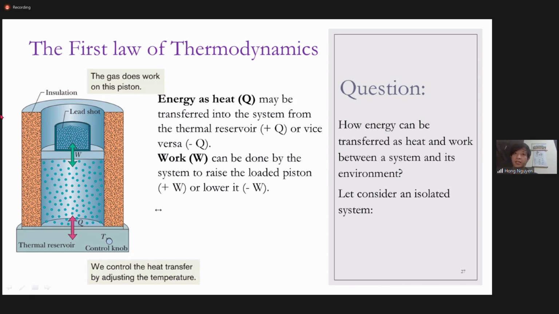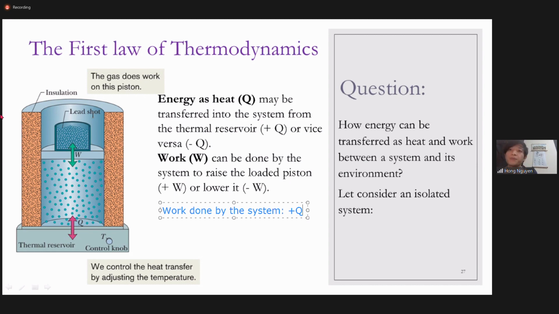I'm trying to write down the work done by the system. Then we have a positive work. So here, if the work is done by the system, I mean the gas inside here, then we know that the piston must go up, right? Because this gas does work on the piston here, then the piston must go up.